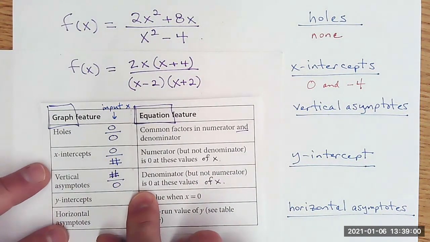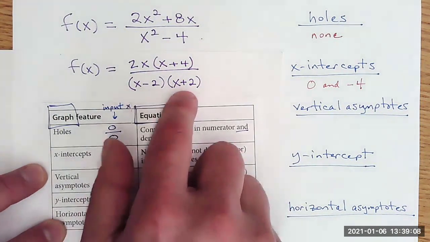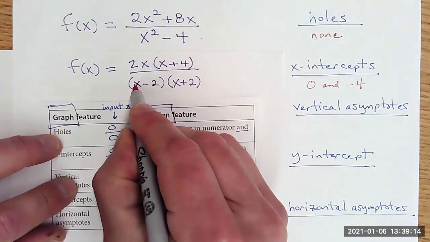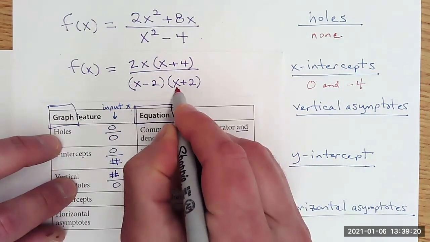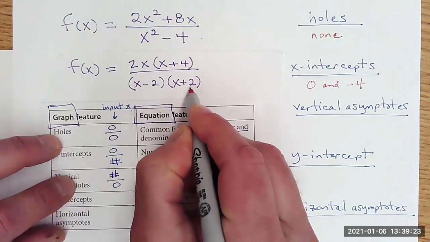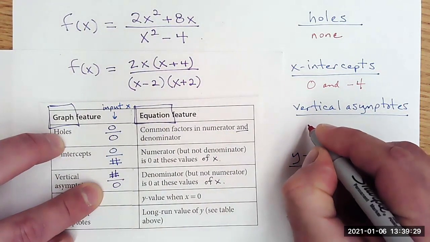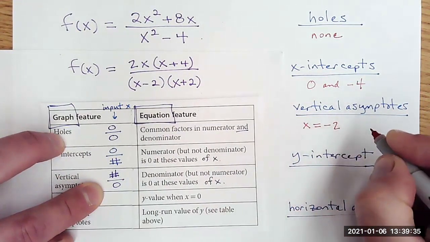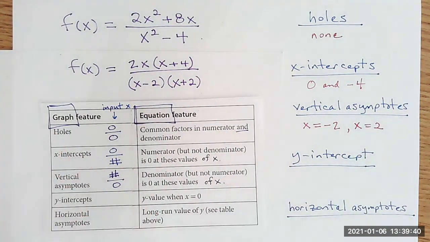My vertical asymptote: the denominator, but not the numerator, is 0 at these values of x. So where in the denominator are the values going to be 0? Well, if x is 2, this becomes 0. If x is negative 2, this factor becomes 0. So negative 2 and 2 are my vertical asymptotes. And the equation for a vertical line is x equals some value. Those are the equations for my vertical asymptotes.